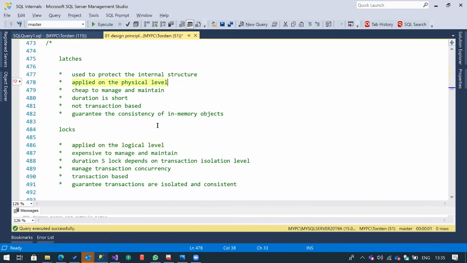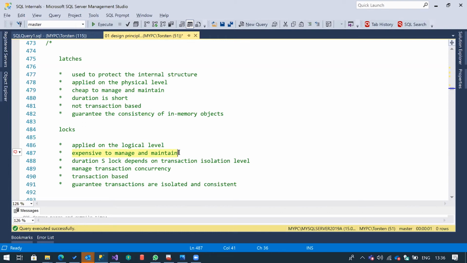Latches are applied on a physical level, as already mentioned. So they are cheap to maintain. It's really just a matter of a few milliseconds. It really depends on the power of the CPU. And locks are expensive to manage and maintain. If I remember correctly, a lock also has a memory impact of 96 bytes. I'm pretty sure this is still the same, because this is also the size we have for the page header.